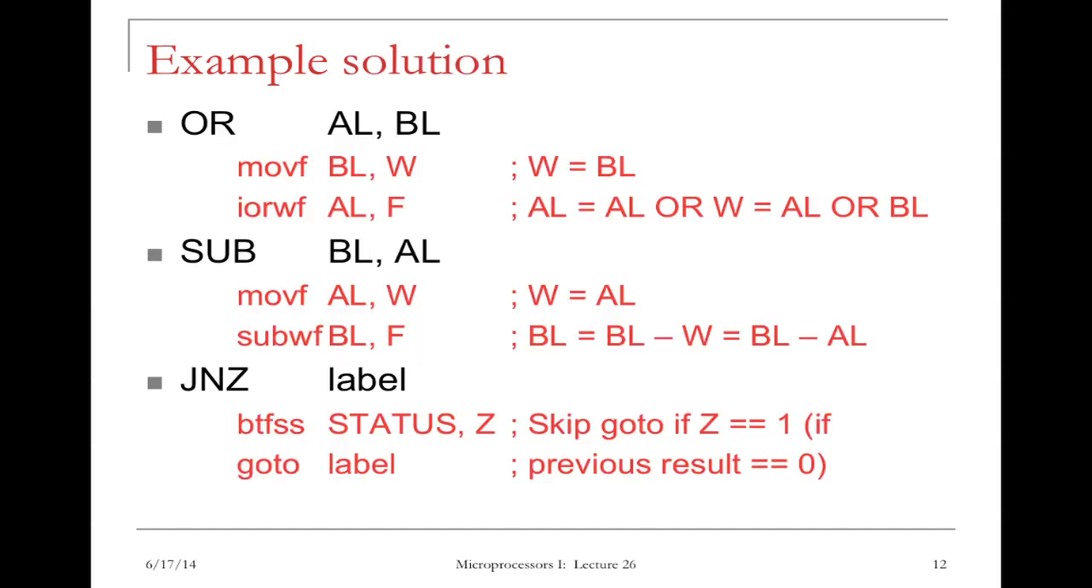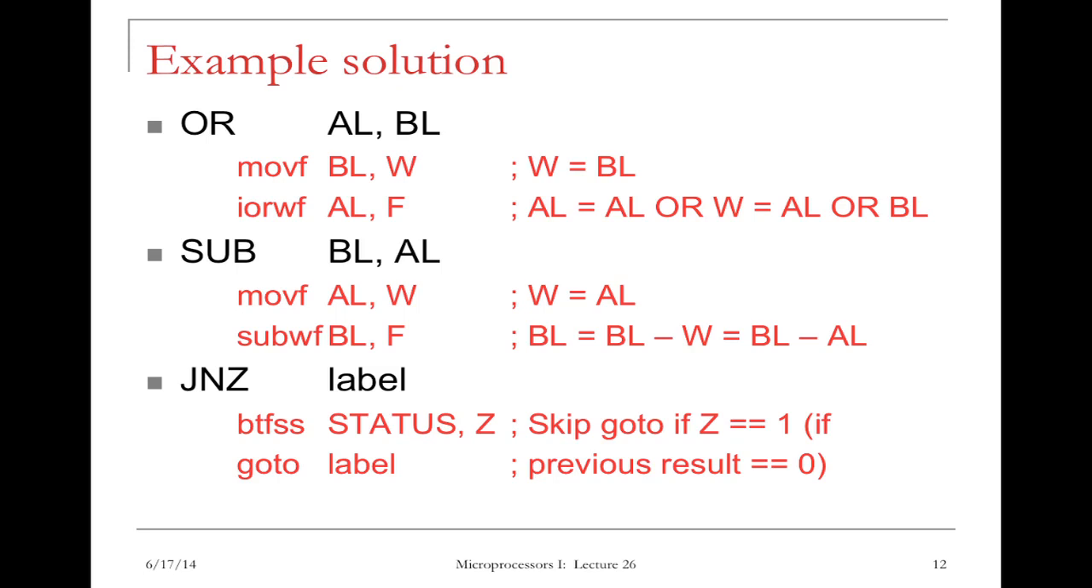Okay, let's look at these instructions. First one, OR AL, comma BL. This is to do logic OR operations on AL and BL. As we said earlier, in PIC, we cannot do these OR operations on 2 registers directly. We have to use the working register as a medium. So the first instruction we do is MOVF BL, comma W. This is to copy the value of BL to W.